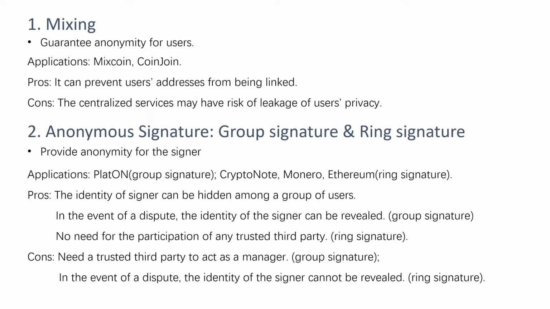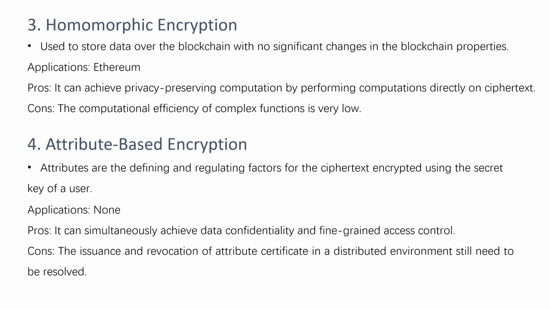Anonymous signature provides anonymity for the signer. Anonymous signature has been used in several blockchain systems such as Platon, Cryptonote, and Ethereum, and so on. Homomorphic encryption is also used in Ethereum. It can be used to store data over blockchain, preserving privacy and security. However, the computational efficiency is a potential problem.